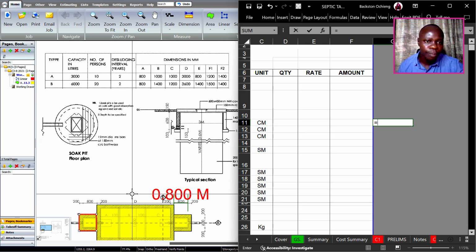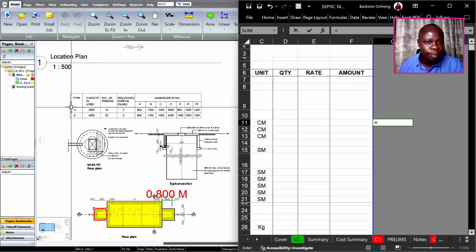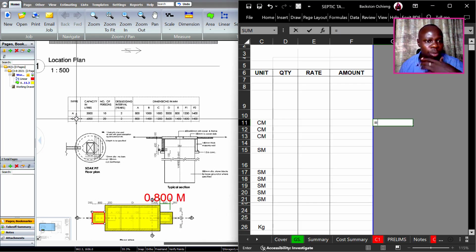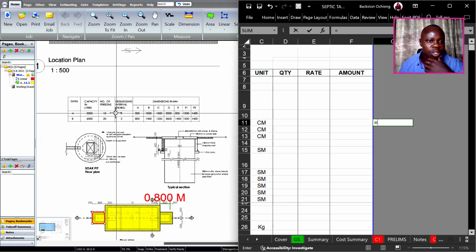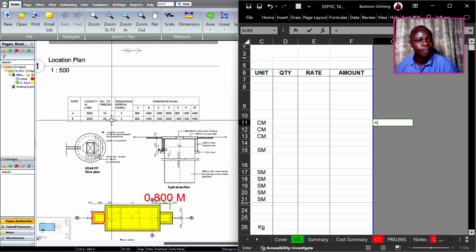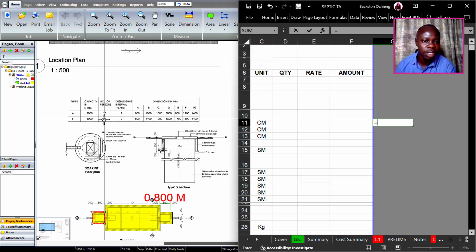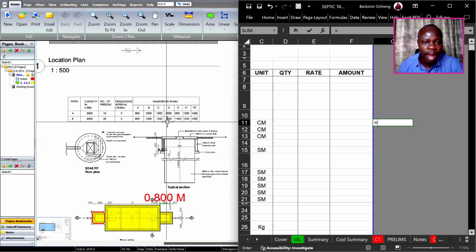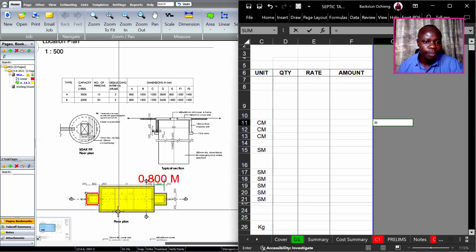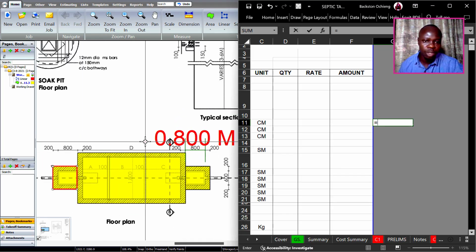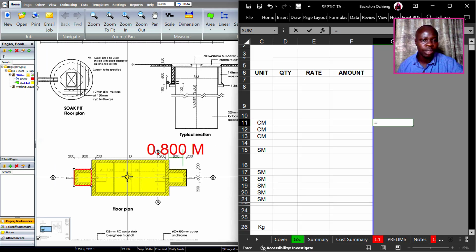Like in this case, we have two options here, option A, all right? We have option A and option B. So option A, you notice it's smaller because you can see the number of persons is 10, while option B, the number of persons is 20. Therefore, the dimensions for that is different. I would like us to take option B of 20 persons capacity of the septic tank. So that means our D in terms of the length is going to be 3.6 meters. So that is what we are going to use.